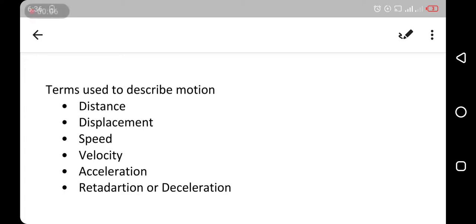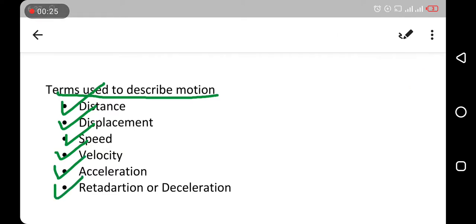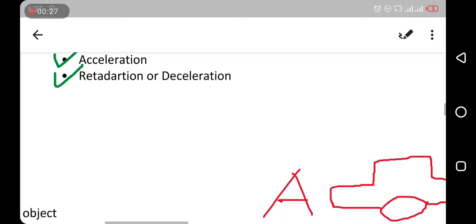This is the second lecture, and today we are going to discuss the terms used to describe motion. The first term is distance. The second term is displacement. You have speed, velocity, acceleration, and retardation or deceleration. Starting with the first term, distance.